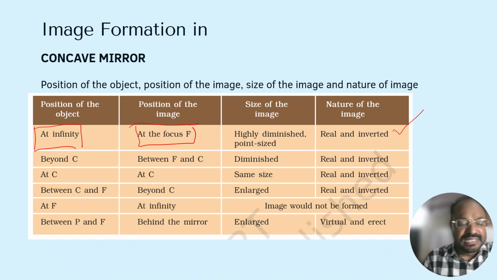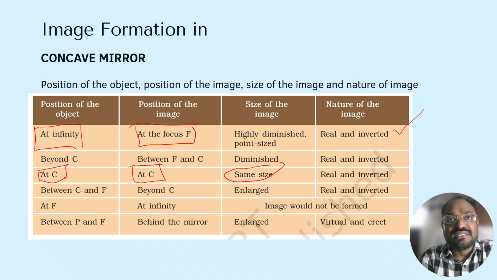Now I am going to bring the object inside. If the object is kept beyond C, you will obtain the image between F and C. It is diminished, real and inverted. Now, if we keep the object at C, the image will also be obtained at C, of the same size, and real and inverted. Now, we are keeping the object between C and F. The image will be obtained beyond C, which is an enlarged image, real and inverted.